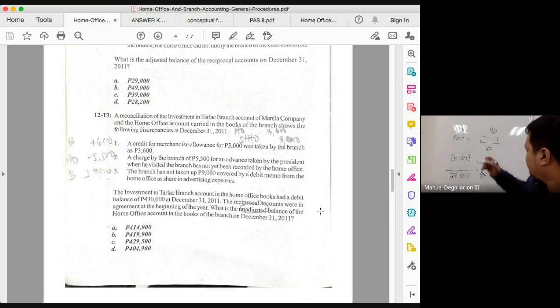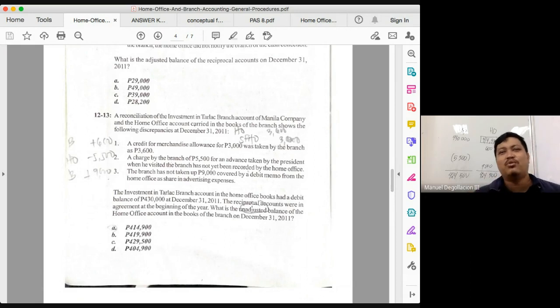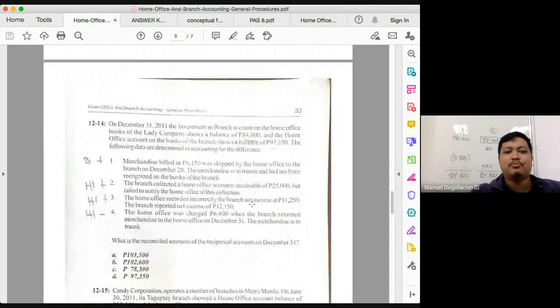414, and this would be your unadjusted balance of the home office account. And you already have the second answer to the question for this problem. Again, anytime you encounter a problem asking only for reciprocal accounts class, you should welcome those problems. Let's proceed to problem 15.